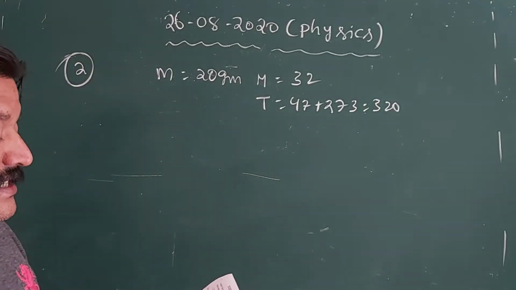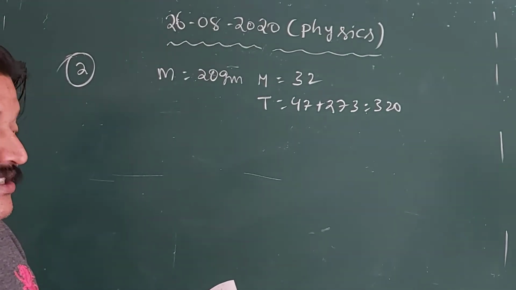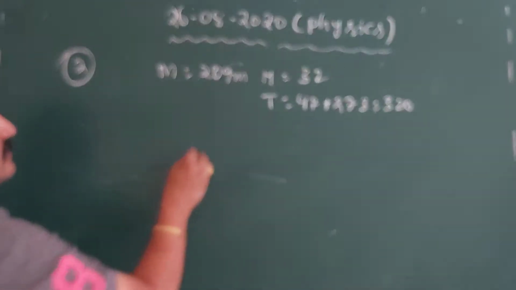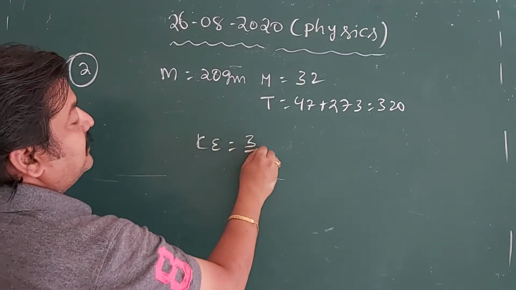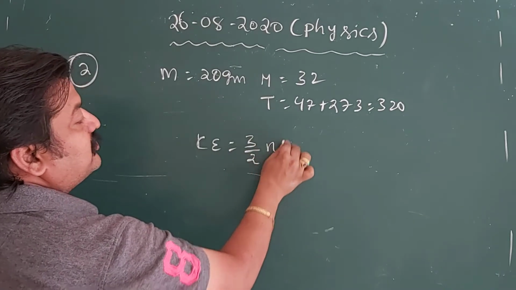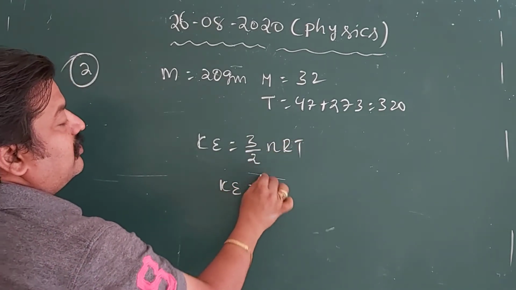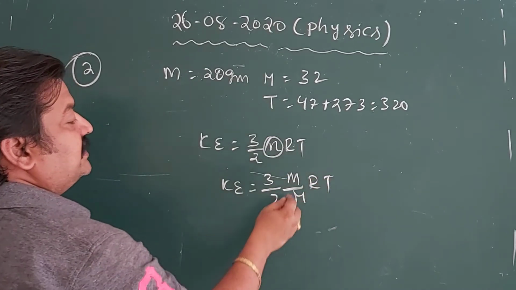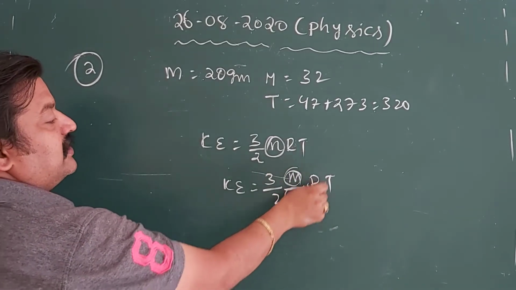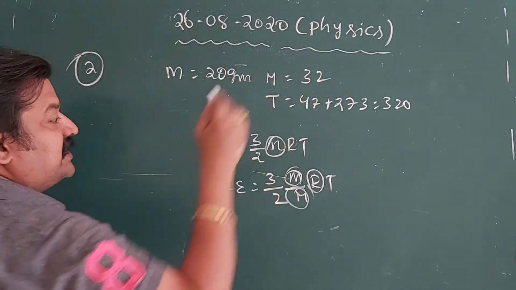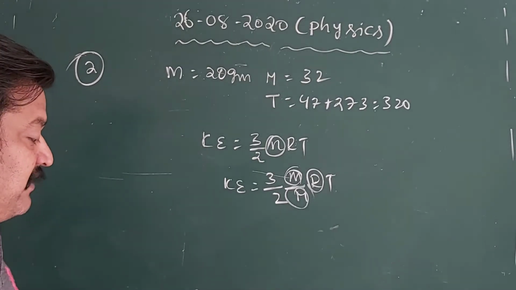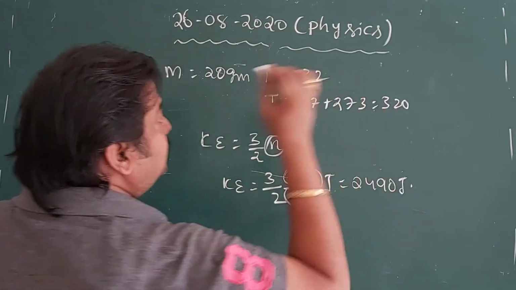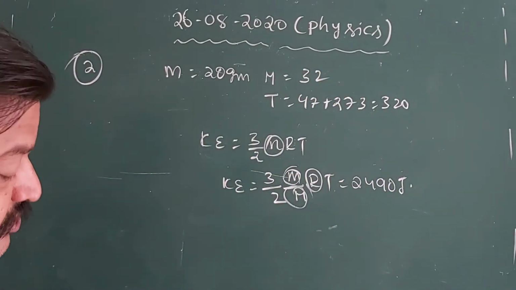Then the question is to find the translation energy. Now see, we know that K is equal to 3/2 PV or 3/2 nRT. So K is equal to 3/2, n is small m by capital M, into RT. Small m is given, capital M is given, R is given, T is given. By simplifying all these values, you are supposed to get the final value as 2490 joules. This is the second question. Now let us have a look at the third question.